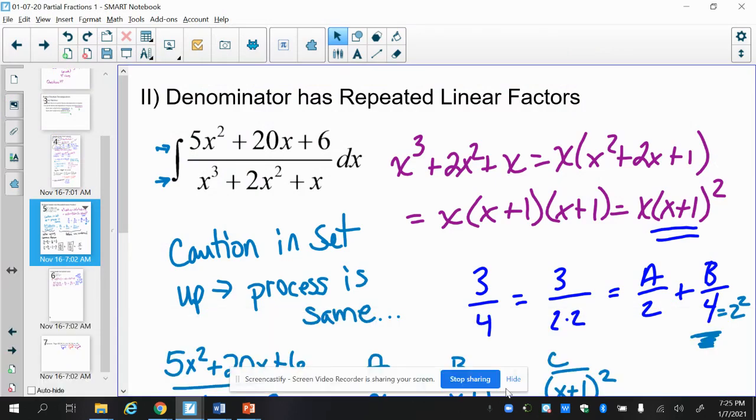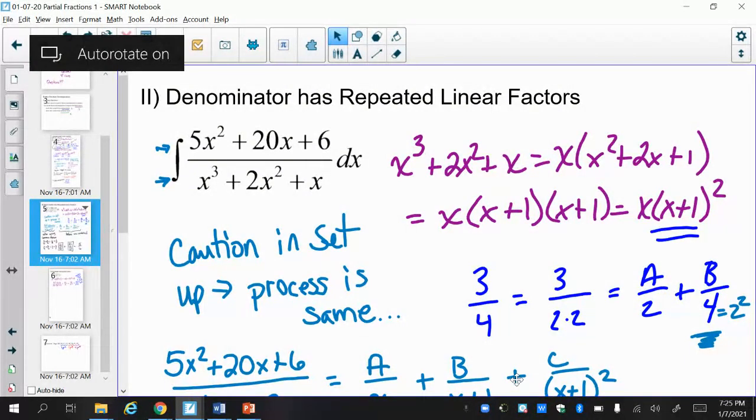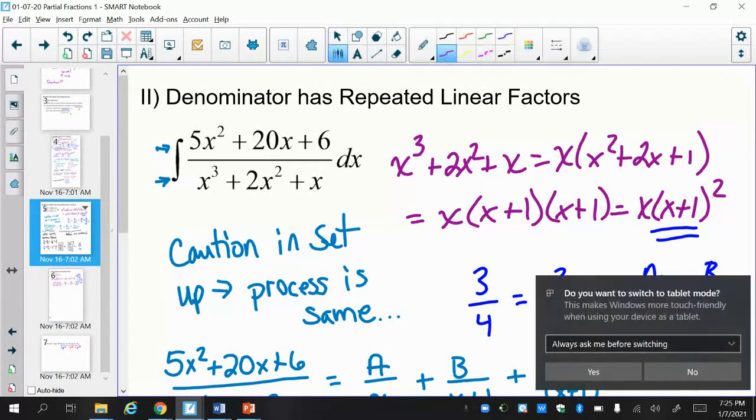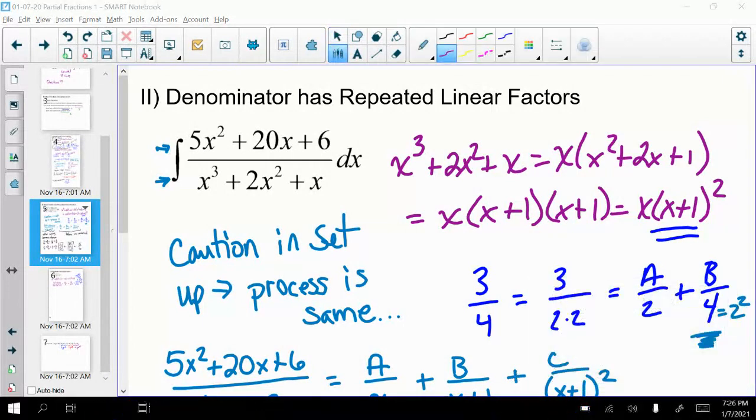Okay, hi guys. So I thought we should make sure we talked about the second one, where our denominator has repeated linear factors. With all of these partial fractions, we know to use partial fractions because our denominator has a larger degree than our numerator. Our numerator in this one has an x squared term and our denominator has an x cubed. So we start by factoring that denominator, which we already did.